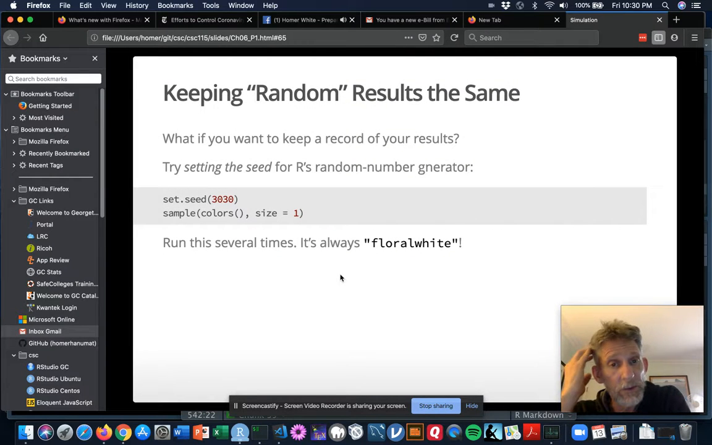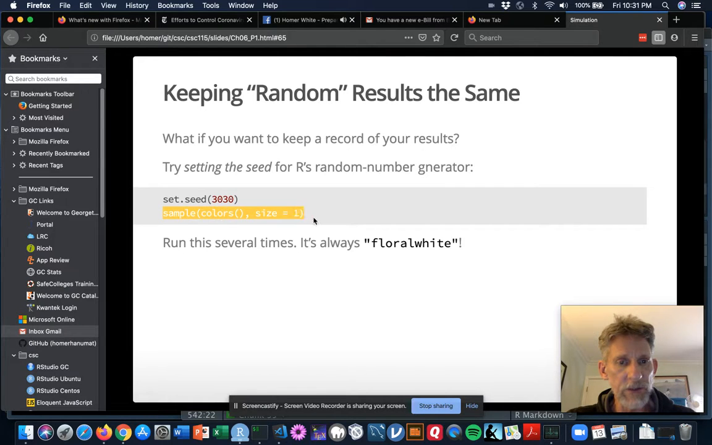But it's sometimes nice to keep your random results the same so that maybe you could talk about them, discuss them, and know what you're going to be looking at. If you want to do that, then you can set the random seed for R's random number generator. This is done with a function called set.seed. It takes as argument an integer. I suggest using just some four-digit integer that you like. And if you were to set the seed and then try one of these random functions, you'll get a random-looking result, but it'll be the same random-looking result every time. Let's give that a try back in RStudio.